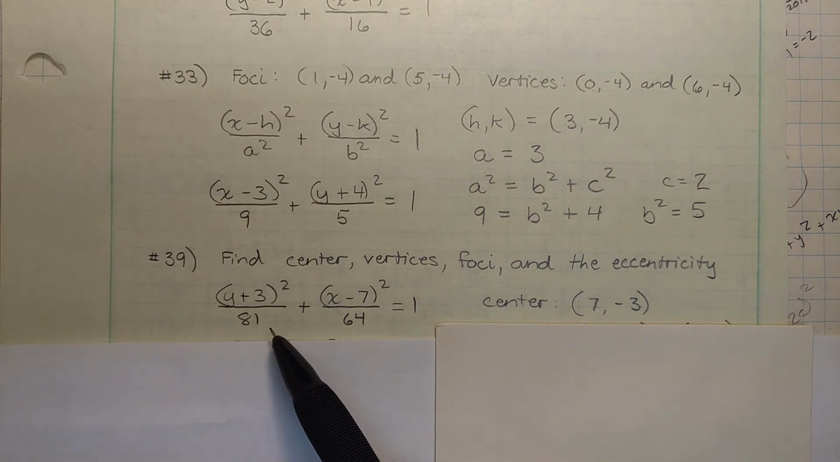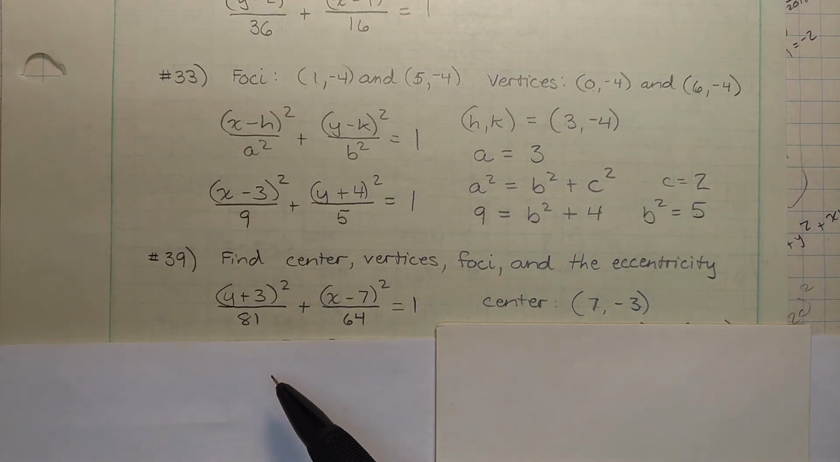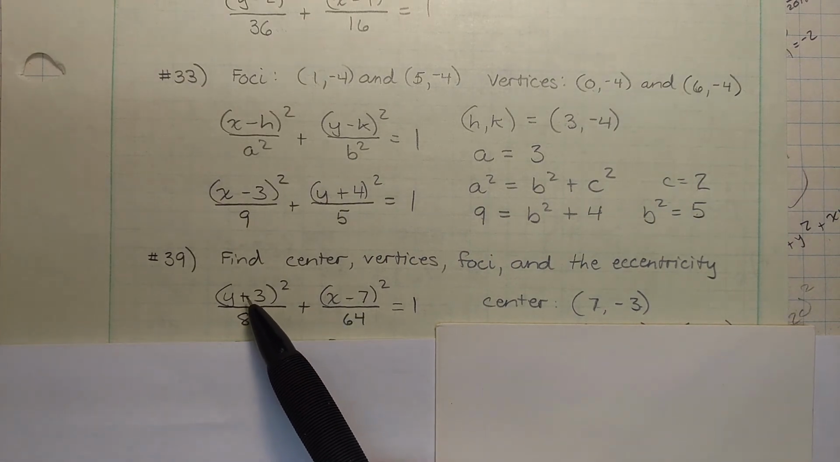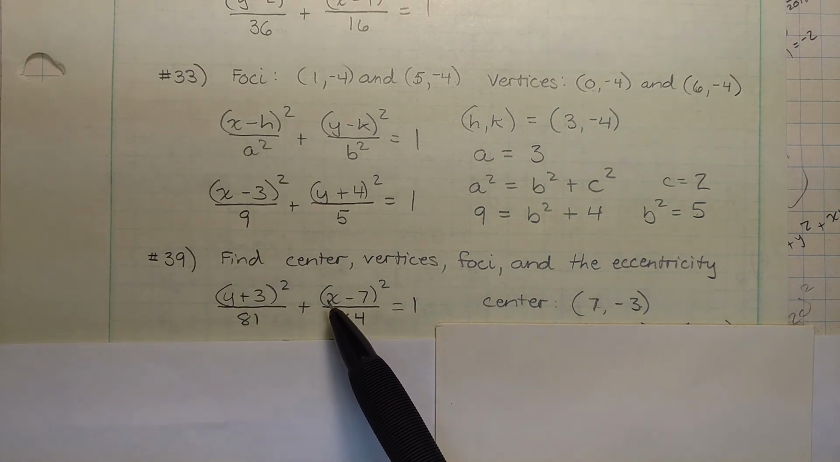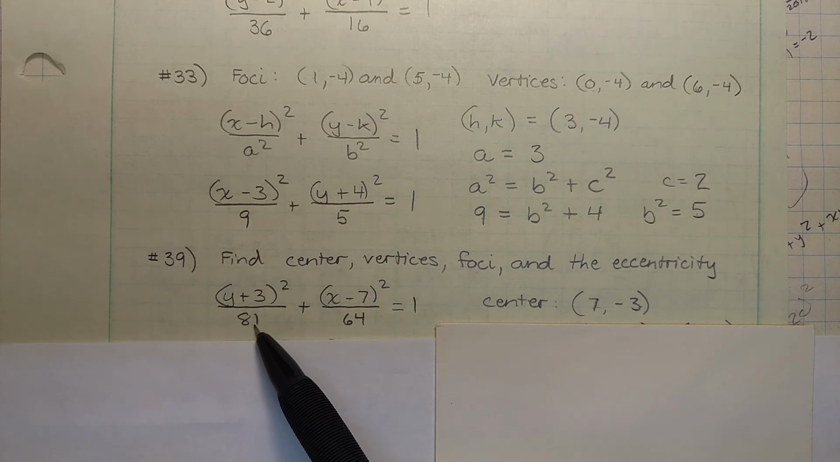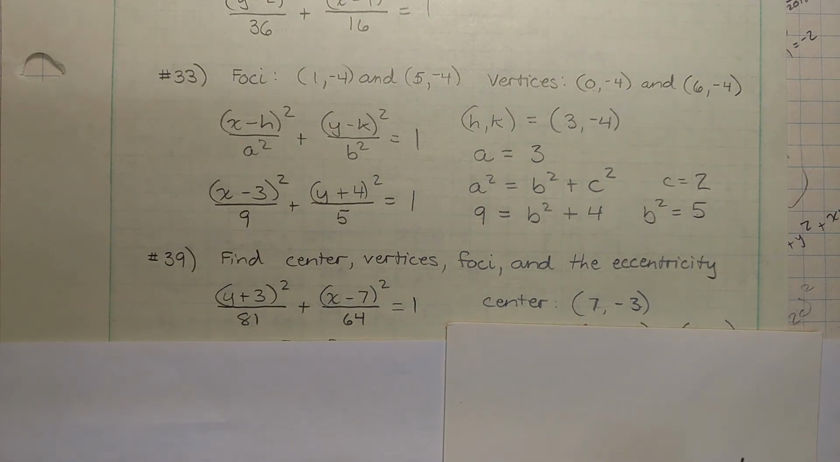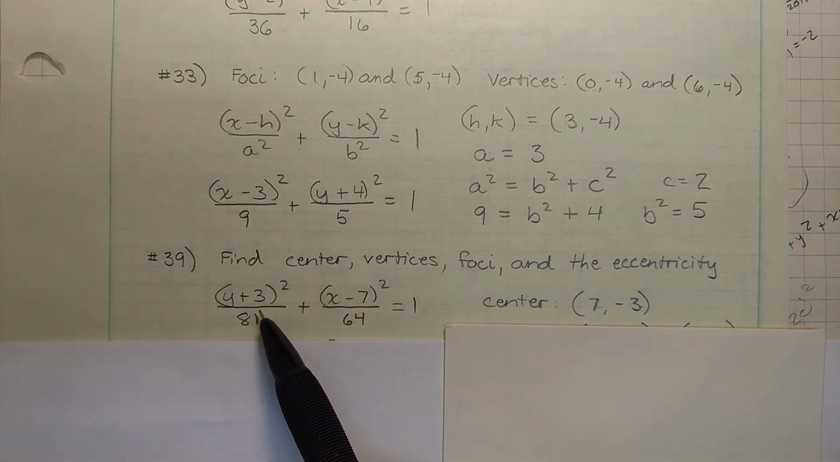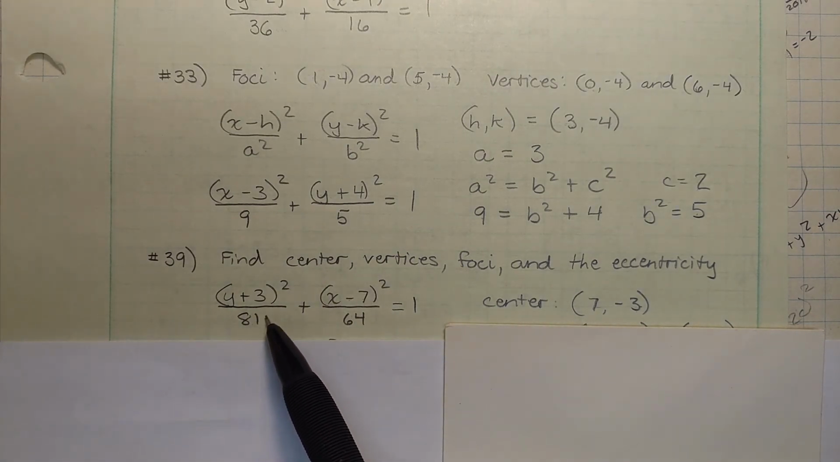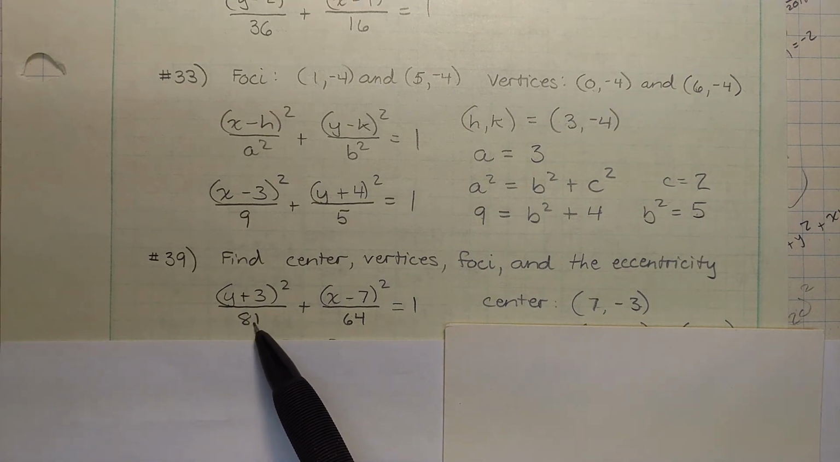Now in this case, I have to figure out, is it vertical or horizontal? We can't just assume because y comes first it's vertical. We have to look at which one has the biggest number underneath it. And y does have the biggest number underneath it, so it is a vertically oriented ellipse. So I take the square root of the biggest number. That would be 9. So 9 is going to be my a value.